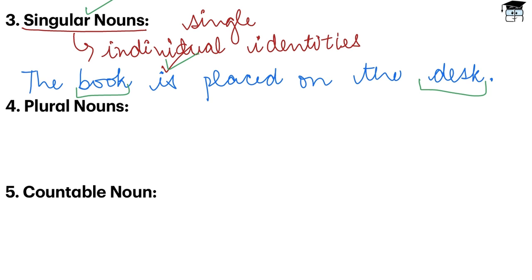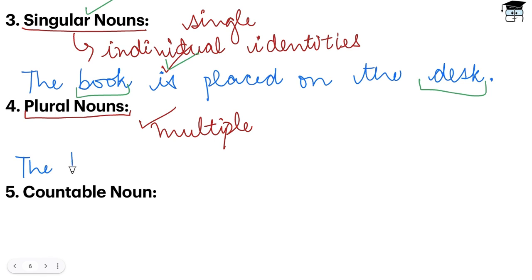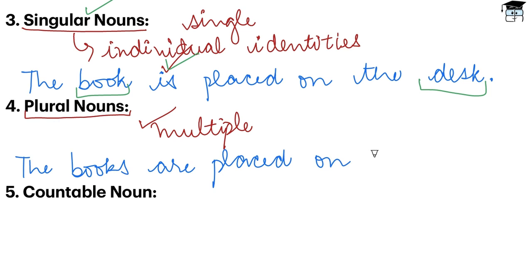Right? Now, the opposite of that are plural nouns. What are plural nouns? These nouns refer to names of multiple people, places, and objects. Right? So, whatever we're talking about in plural nouns are not individual identities, rather, they are multiple identities. Right? An example of such a noun would be: the books are placed on the desks. Now, in this statement, it is quite clear that the words books and desks are what? They are multiple identities. They are plural nouns.